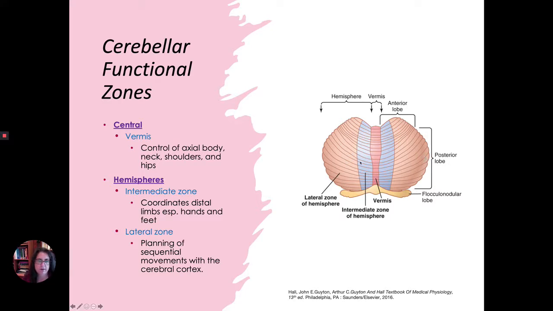In the blue area, which is the intermediate zones of the two hemispheres, the hemispheres being on either side of the vermis, the intermediate zone's job is to coordinate the distal limbs, especially hands and feet, beyond where the vermis did. And then the lateral zones out here have more to do with the sequencing of movements and coordination with the cerebral cortex, helping to sequence movements. And this is not specific to any particular part of the body.